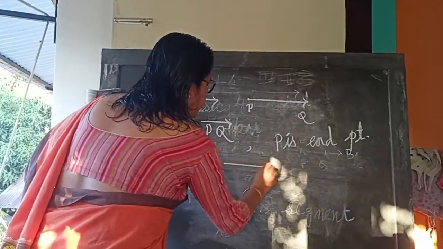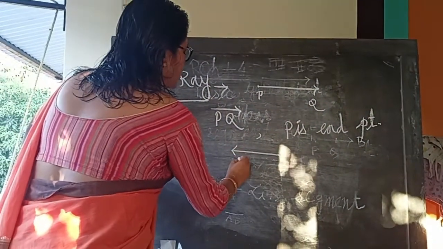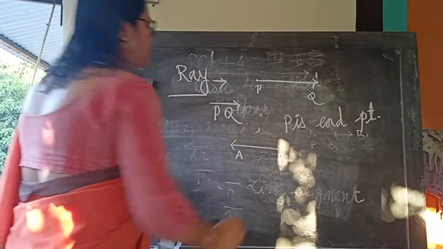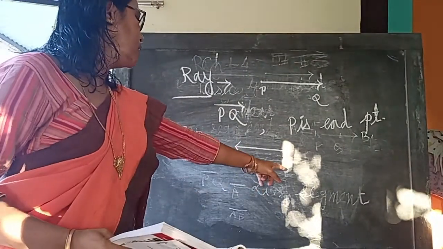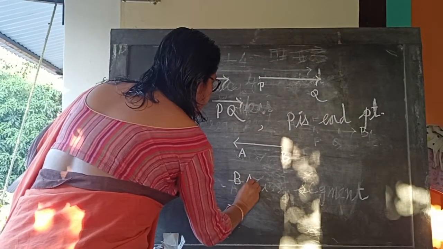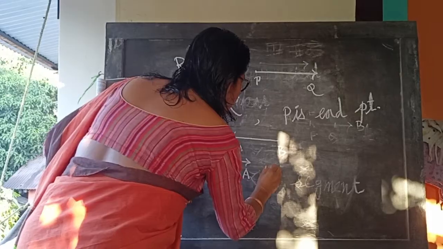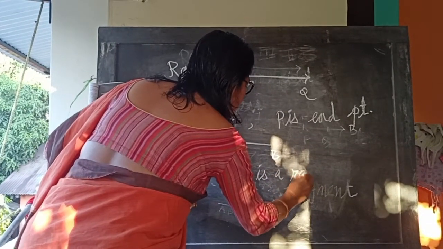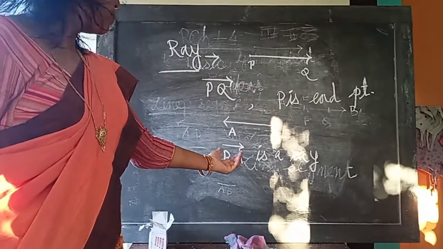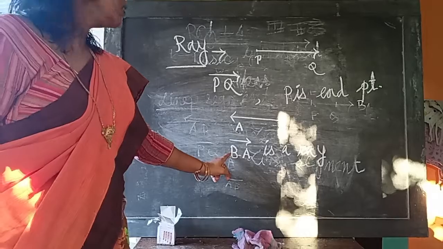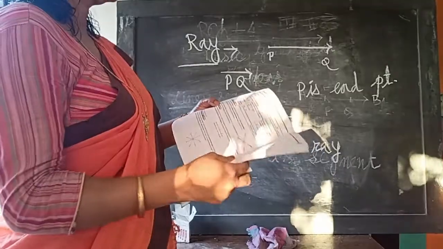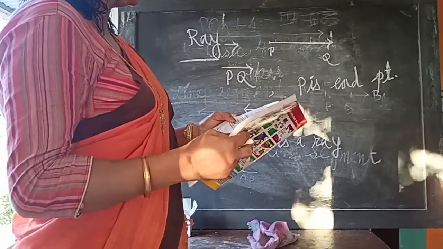Now, what is the name of this ray? Suppose here we write A, here we write B. Now how do we name it? We write like this: BA is a ray. Do you understand? That means we have to write from B. That means here, what is the endpoint? B is the endpoint.